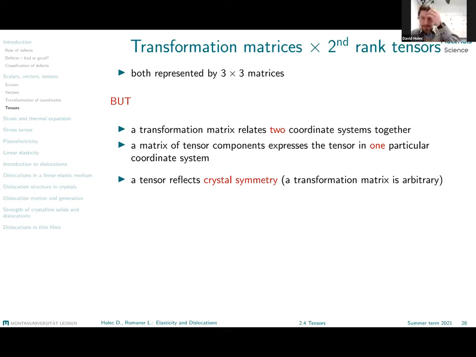The tensor, if it's a physical property, then it reflects the crystal symmetry. That means that if I have a cubic system, then the physical properties along x, y, and z directions must be the same. Whereas the 3x3 transformation matrix can be arbitrary. I can take a transformation between Cartesian systems without actually taking into account any crystal symmetry.